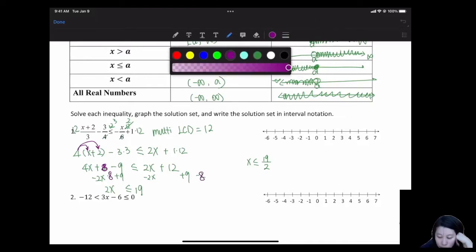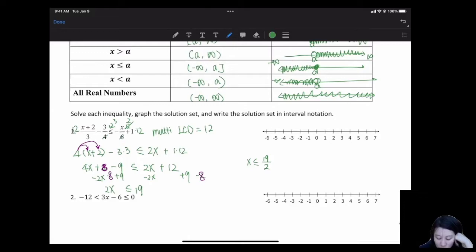Okay. So when you subtract 8, you have 4 plus, so you have 13. So instead of 19, we have 13 over 2, which is approximately 6.5, right? Since there's an equal sign, we know that this is 13 over 2, because it's 6.5, in between 6 and 7, and then a solid dot because there's an equal sign.